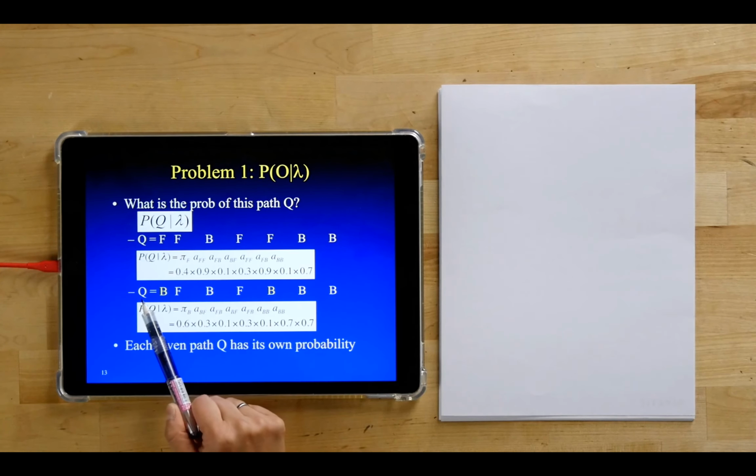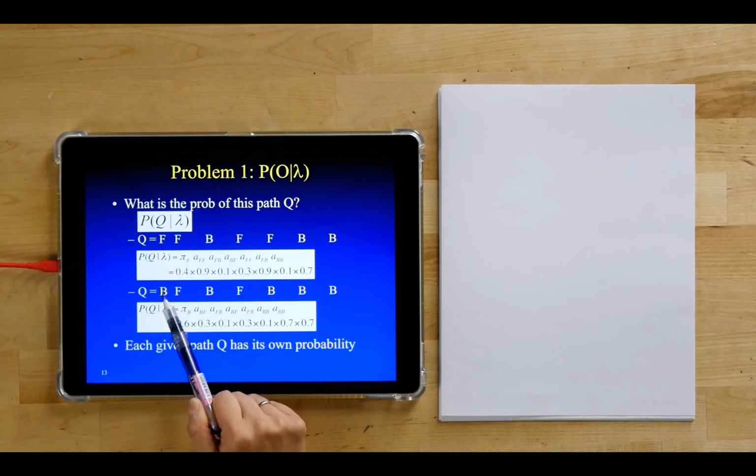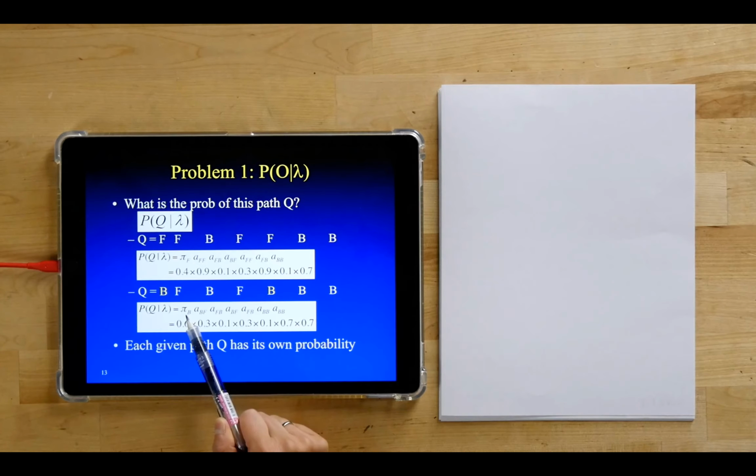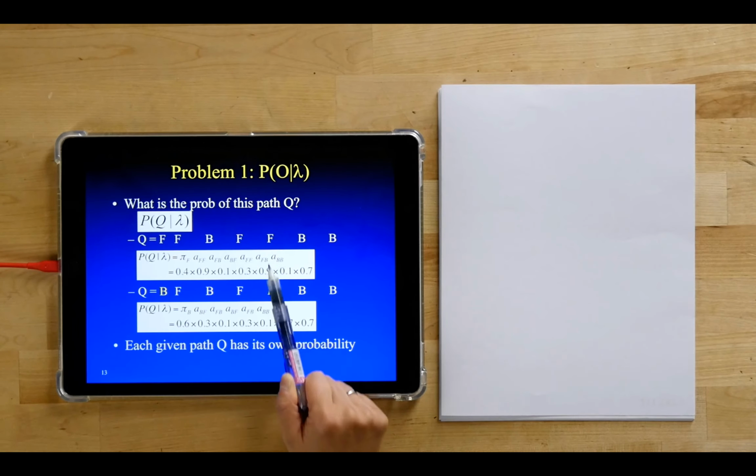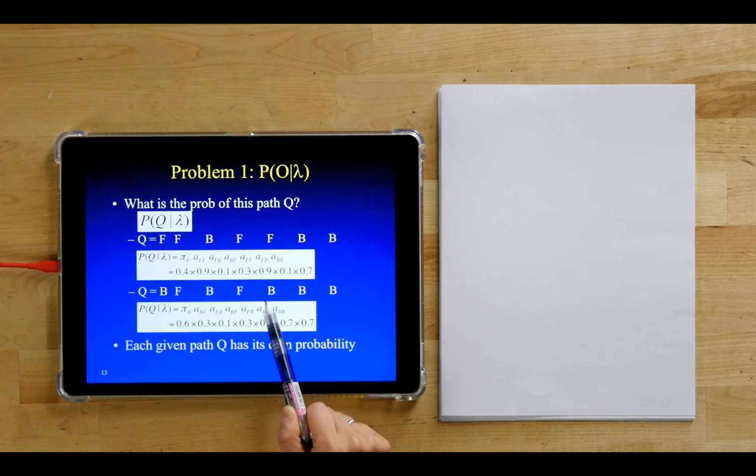But if we decide to use another path, as we mentioned here, we swap these two, fair coin to biased coin, then you can see here, the first coin we picked will be an initial probability of using a biased coin, right? And then the rest is transition, transition, transition. But then the difference here is instead of a fair to fair, which is 0.9, we're using a fair to biased, which is only 0.1. And so you can see that this will end in a different probability. And so every given path also has its own probability, right?